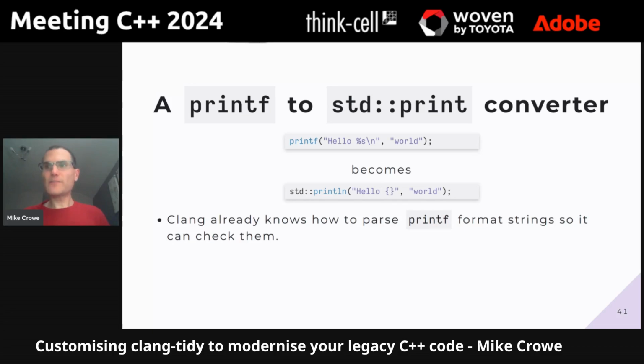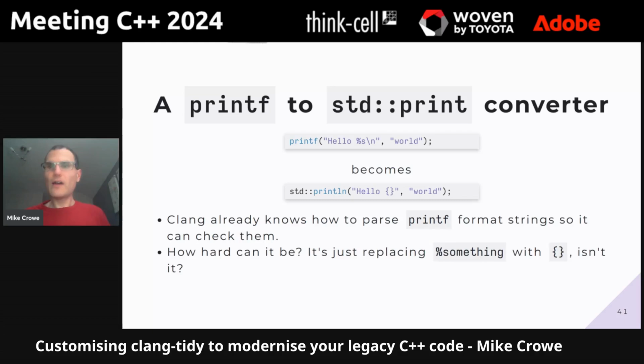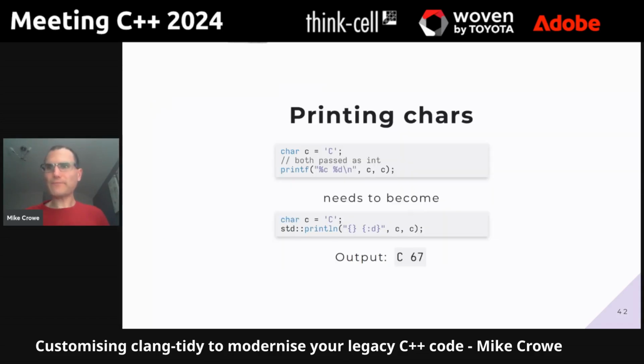Clang's existing ParsePrintfString function already knew how to parse printf format strings to generate warnings for them. I thought that maybe that code could be used to help with the conversion, and it turns out it could. So how hard can it be? It's just replacing % something with a pair of curly brackets, isn't it? Well, it was rather more work than I expected, and I now know more than I ever thought I would about printf format strings. Here are a couple of things I learned along the way.